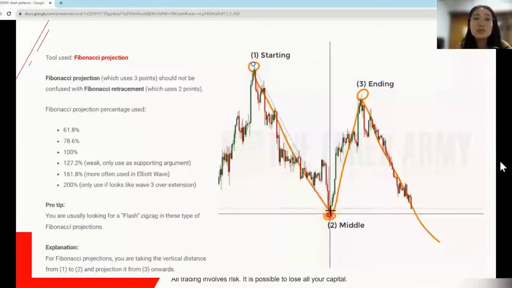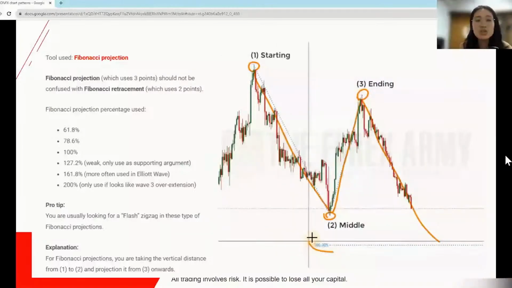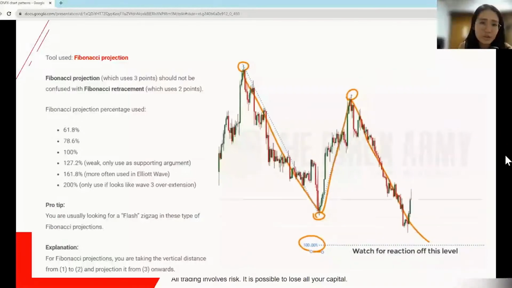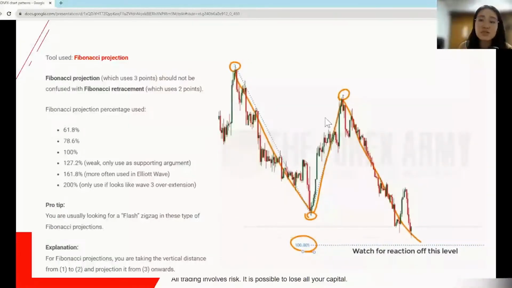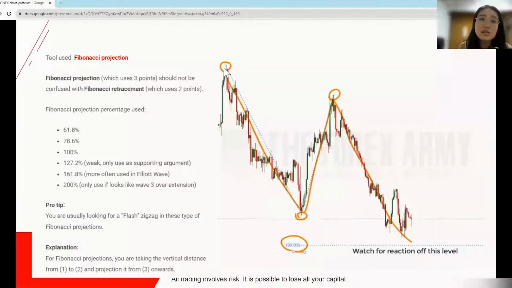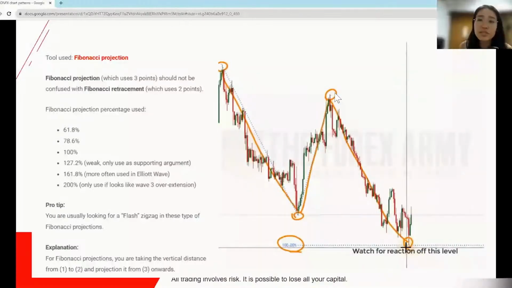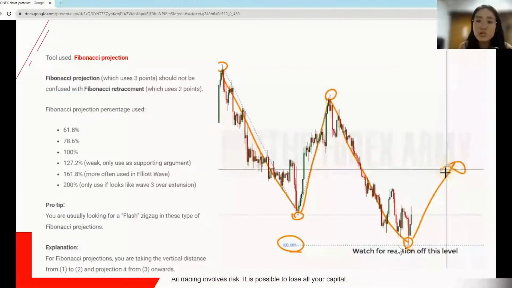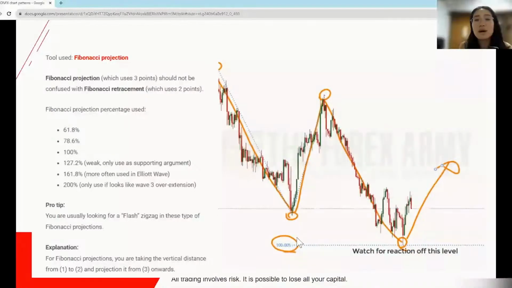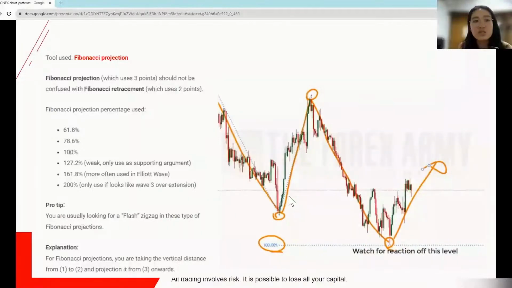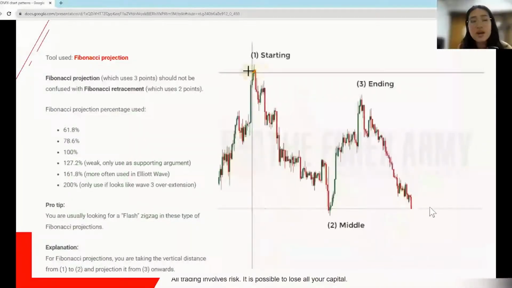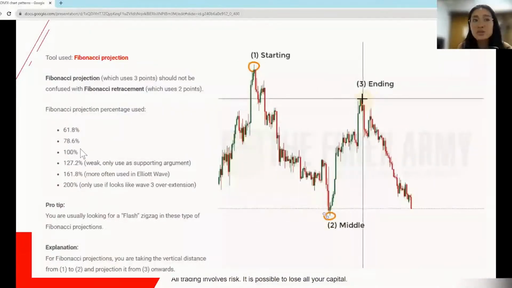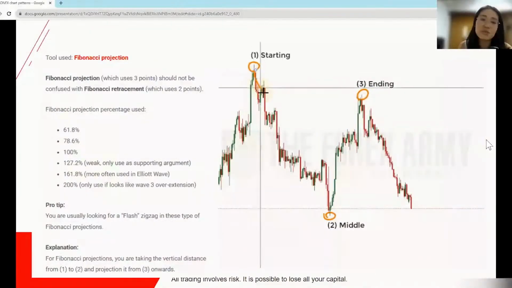For Fibonacci projection, similarly to Fibonacci expansion, we are also looking for the flash zigzag kind of shape or lightning bolt shape, as you can see from this GIF here. So our starting point here, middle point here, ending point here, we're projecting where price will react off of. And we can see price has already broken out of the 61.8, 78.6, and that's why we can assume that price will reverse off of the 100%.